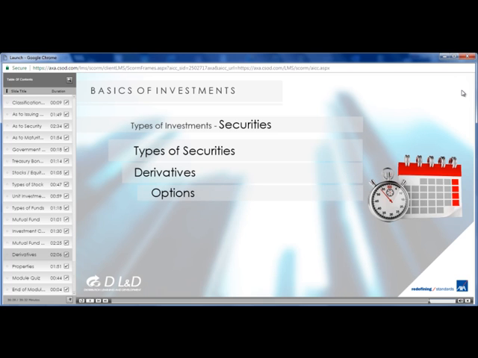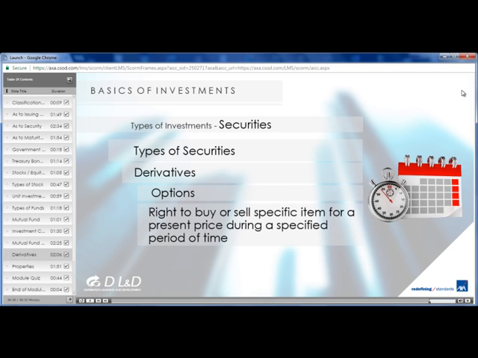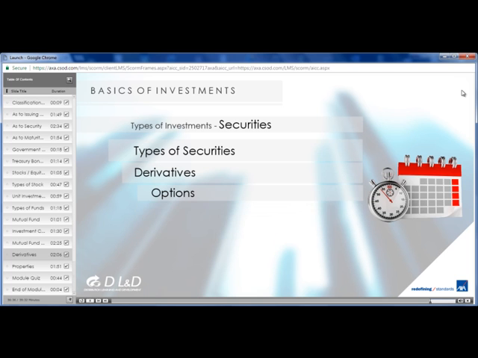Options contract. This provides the owner the right to buy or sell a specific item for a given price during a specified period of time in the future. An option can be short or long, as well as a call or a put. A call option provides the right to buy a security in the future. A put option gives the right to sell the security in the future.